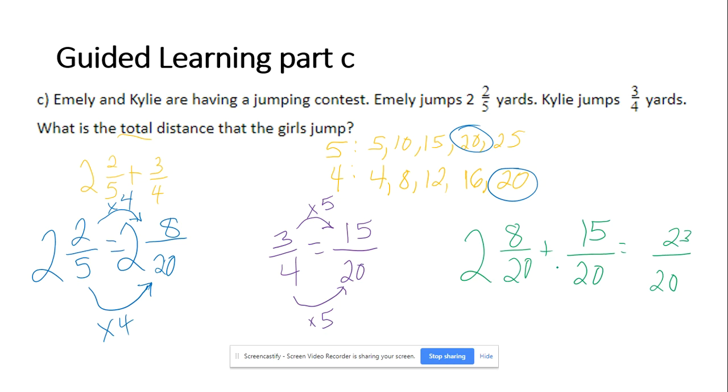2 plus nothing, or 0, so 2 wholes plus 0 wholes is 2 wholes. This equals 2 and 23/20. But that means the numerator is greater than the denominator. We can always rewrite that. 1 whole is equal to 20/20. So we can regroup and put 1 more whole in the ones place. So now we have 3 wholes, 20/20. We need 3 more parts to get to 23/20. So that would be 3/20. So the girls in total jumped 3 and 3/20 yards.